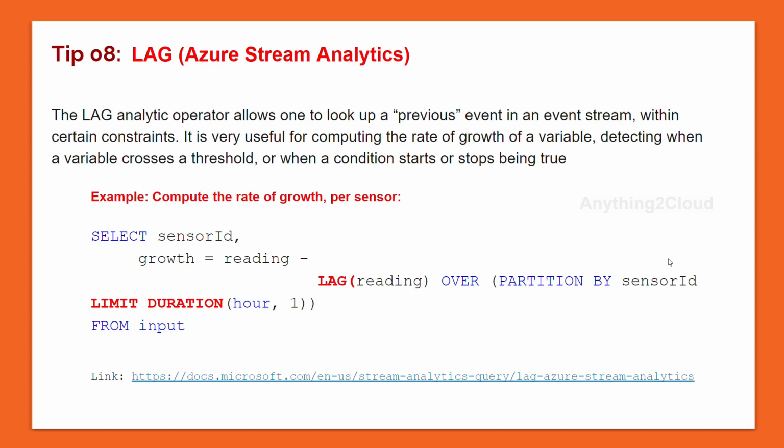SELECT sensorId, growth = reading - LAG(reading) OVER (PARTITION BY sensorId LIMIT DURATION(hour, 1)). So this query will find out the rate of growth per sensor. So we can use the LAG function and the LIMIT DURATION. With the help of this, we can identify the rate of growth per sensor in Azure Stream Analytics. Just remember the syntax, the LAG function and also the LIMIT DURATION. This will give you the rate of growth per sensor.